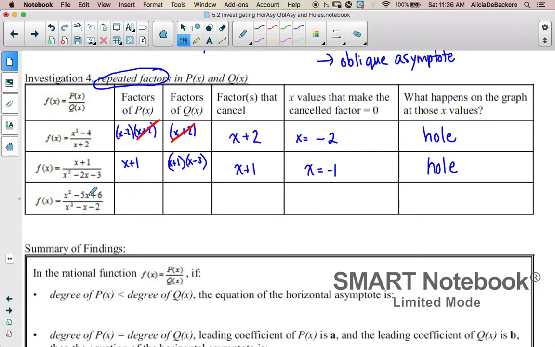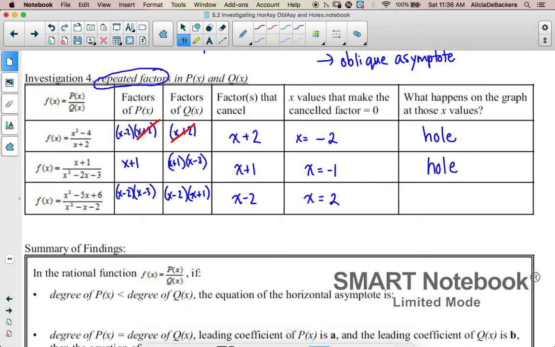All right, our next one, we're going to factor the numerator, what multiplies to 6 and adds to -5. So we get x minus 2 and x minus 3. And then on the denominator, what multiplies to -2 and adds to -1. So we get x minus 2 and x plus 1. And then the factor that's going to cancel here, the repeated factor, is x minus 2. And the value that would make that thing equal to 0 would be x is positive 2.